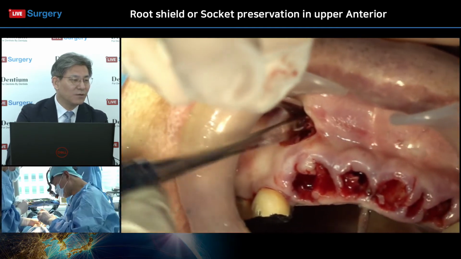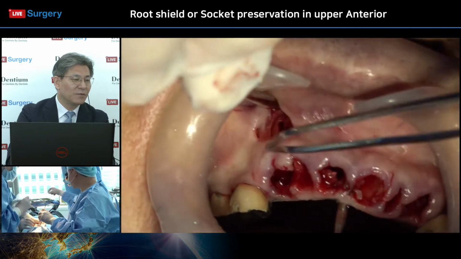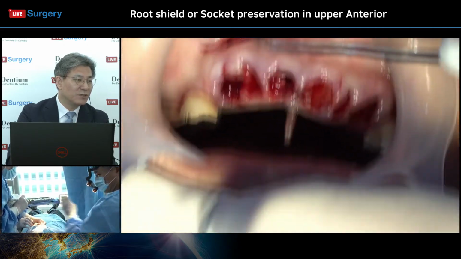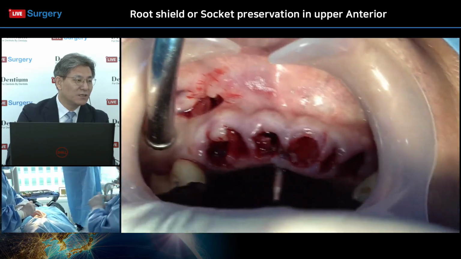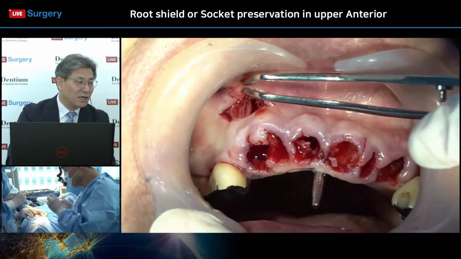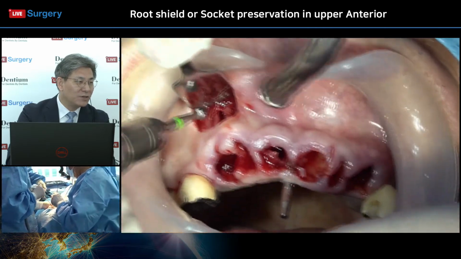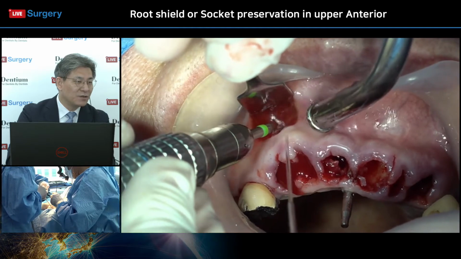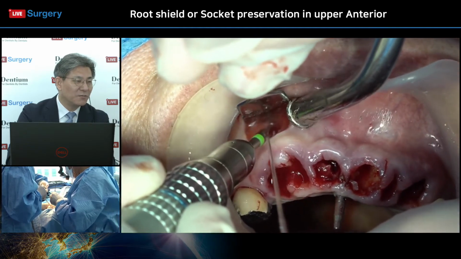Yeah, we can clearly see the apical portion and the penetration of the bony wall. We can see the perforation of the socket area clearly. So using the round bar, removing the remnant of the contaminated area.